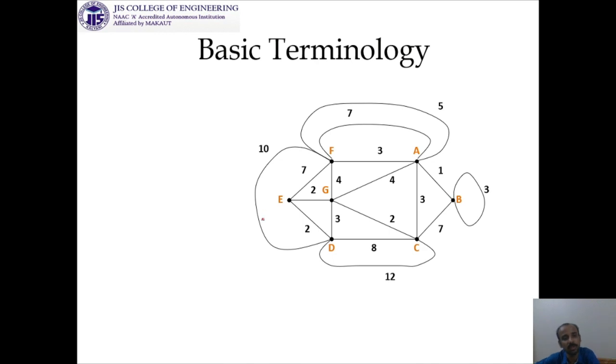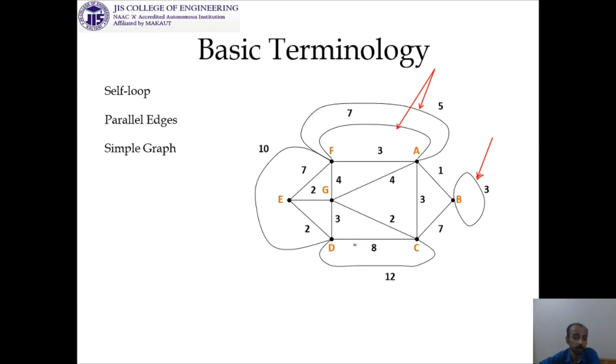Now we are going to emphasize some basic terminologies of graph theory. What is a self-loop? A self-loop is an edge which starts from a vertex and ends at the same vertex, like this. The next term is parallel edges. If we consider two edges where both have the same starting vertex and the same ending vertex, then they are called parallel edges, like this one and this one.